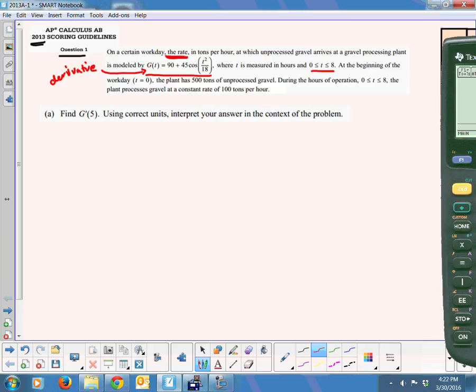And it says at the beginning of the workday, the plant has 500 tons of unprocessed gravel. And then during the operation, the plant processes gravel at a constant rate of that.